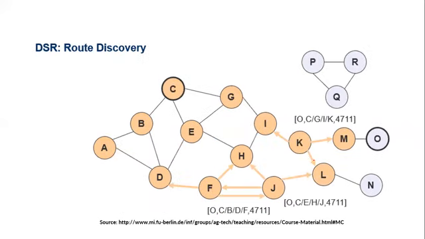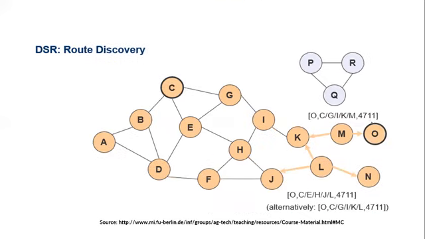Now, when the packet reaches K and J, they will broadcast like this. J will broadcast: destination is O, path traversed is C, E, H, J and ID. K will broadcast like this. Destination is O, path traversed is C, G, I and K, and this is the ID. So whatever K sends will go to L and M. Whatever J sends will go to L and F. Okay.